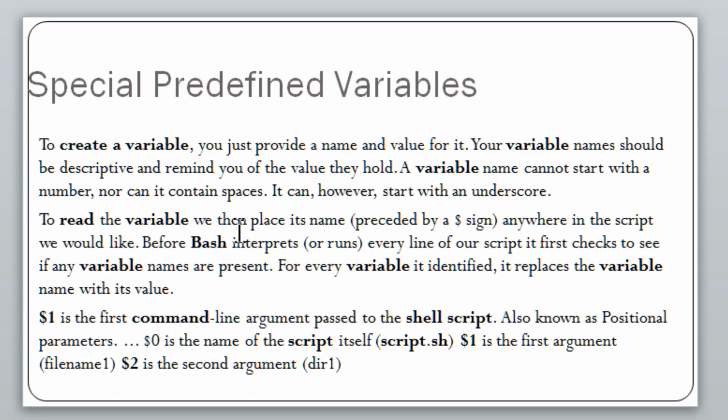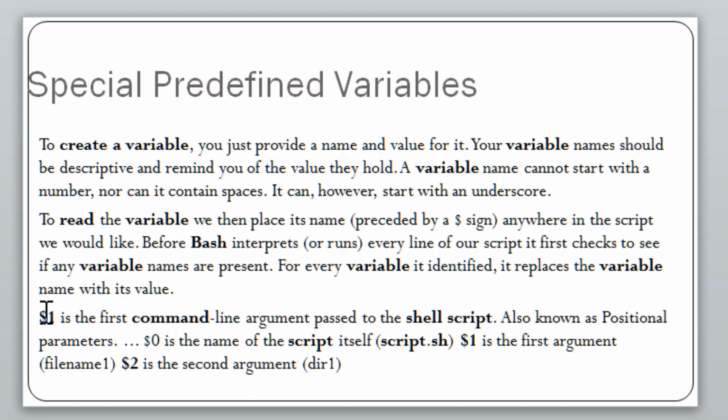To read the variable, we place its name preceded by a $ sign anywhere in the script we would like. Before Bash interprets or runs every line of our script, it first checks to see if any variable names are present. For every variable it identifies, it replaces the variable name with the value. That's simply how we call the variable. Okay, it sees the $ sign and knows, hey, this is a variable. Let me see what is being stored in that variable.